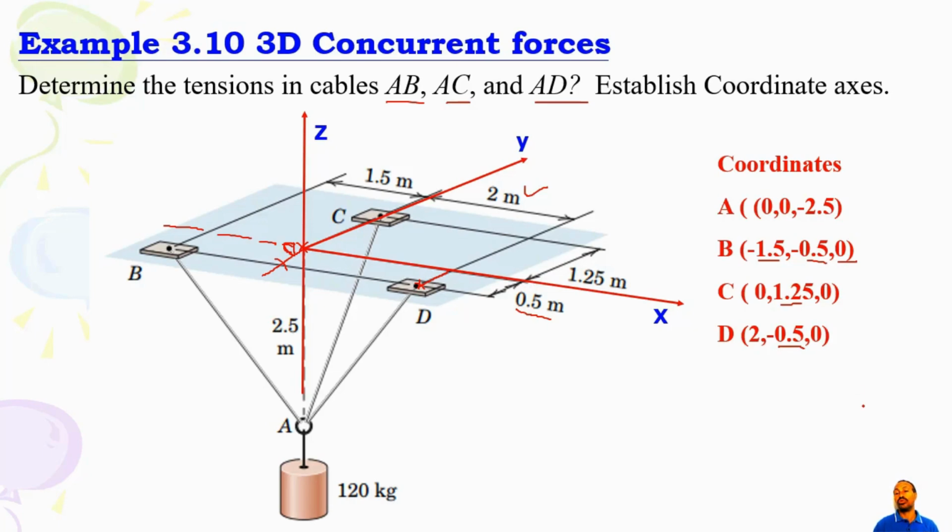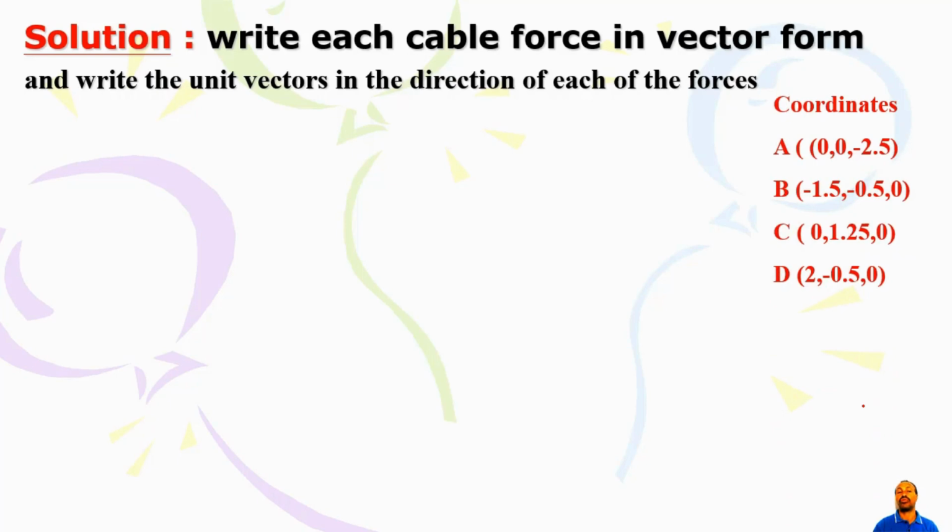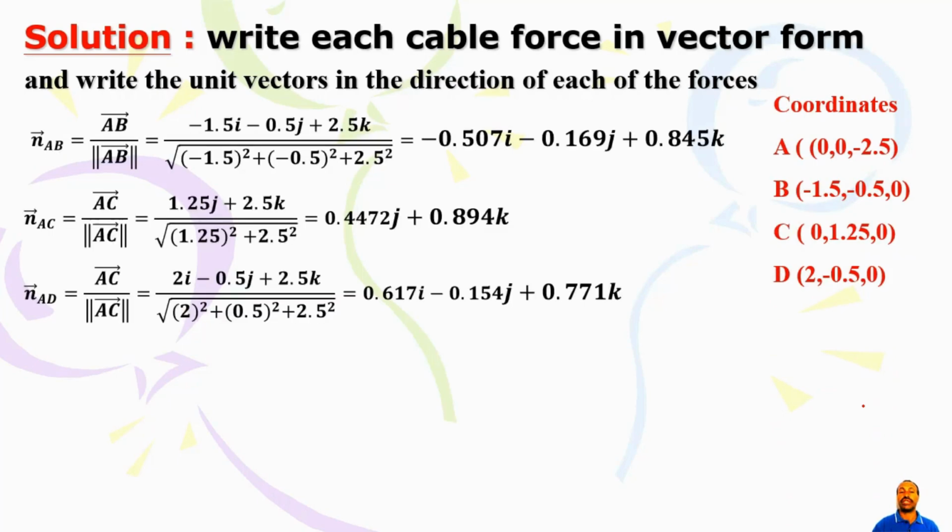Once you establish the arbitrary axis and take out the coordinates of each necessary point, then you write each cable force in vector form and write the unit vector. The unit vectors are AB divided by the AB magnitude. So AB means B minus A. You subtract B minus A like this.